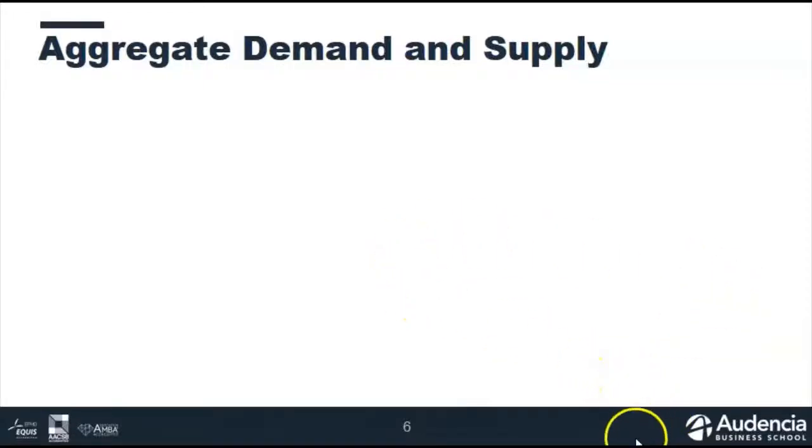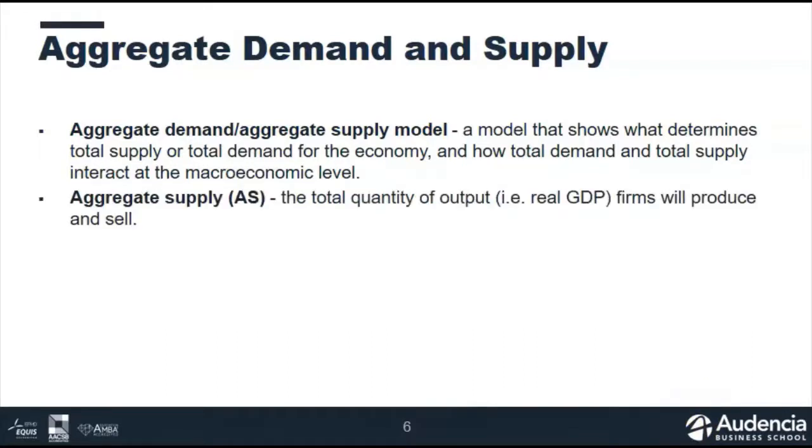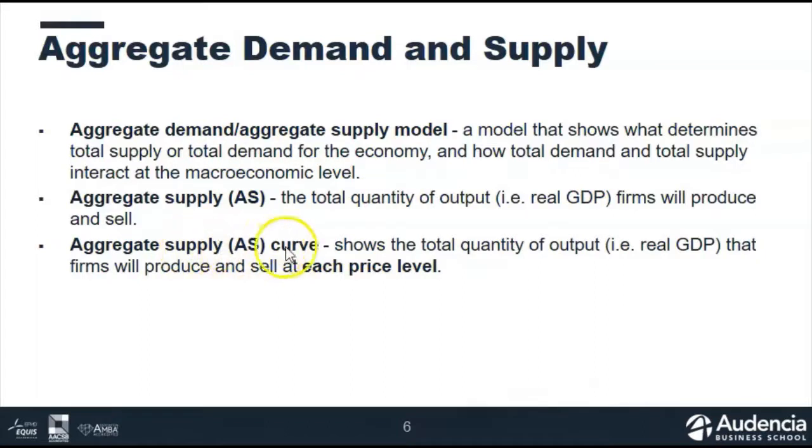So aggregate demand and aggregate supply define our model, and we have to figure out how they interact. Aggregate demand and supply will interact like any demand and supply to determine the amount of production and the price level of the goods and services that are sold. Aggregate supply reflects the total quantity of output that we sell, and the aggregate supply curve, we'll see in a minute, shows us that amount at every price level.